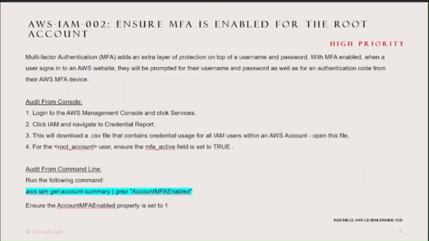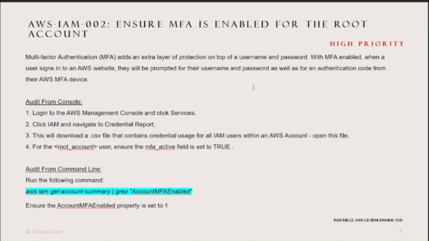Next up, going to the second security check, which is: ensure MFA is enabled for the root account. Multi-factor authentication, as you might already know, adds an extra layer of security along with the username and password. With MFA enabled, when a user signs into an AWS website, they will be prompted for their username and password as well as for an authentication code from their AWS MFA device. This is very crucial for the root account as we don't want it to get compromised in any case. So it's better to add an extra layer of security.